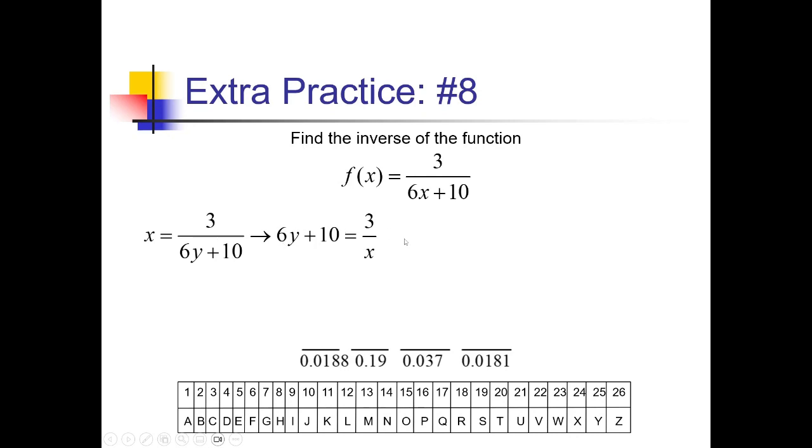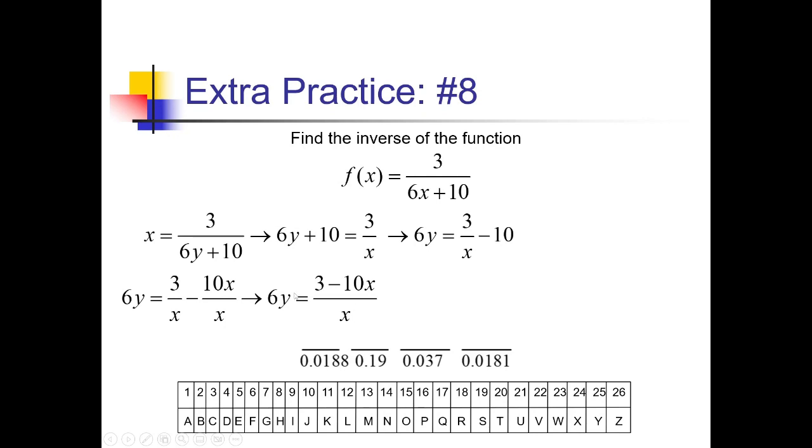So let me subtract 10 from both sides. And eventually I'm going to divide by 6, but it's kind of messy if I do it right now. So what I'd like to do is put all of this in one big fraction. To do that, I need a common denominator, though. So if I multiply this 10 by x over x, that is a good start. So we've got 10x over x. Now I can combine this into 3 minus 10x all over x.